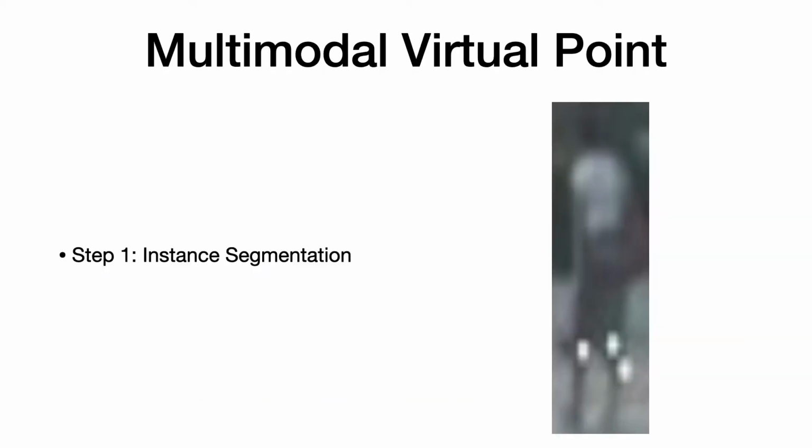In our work, we address this sparsity problem through a method called multimodal virtual point. Let's see how our algorithm works. In the first step, we run a 2D instance segmentation on camera images. The segmentation masks help us identify 2D pixels and 3D points that correspond to this object.